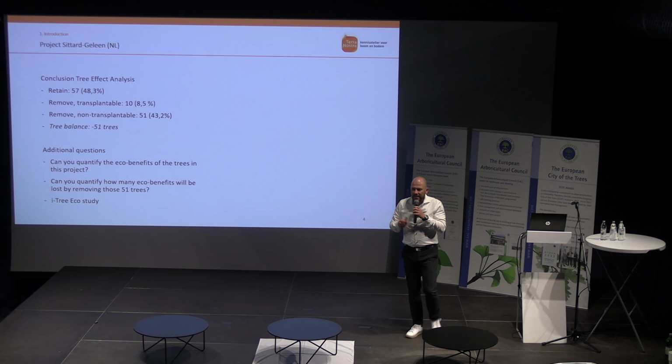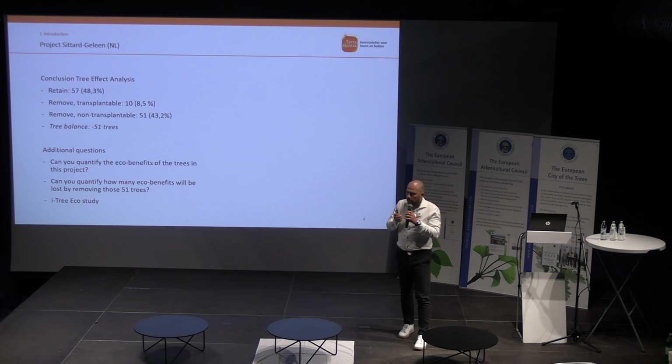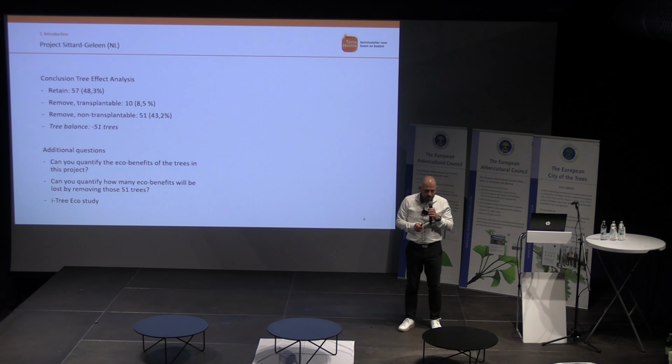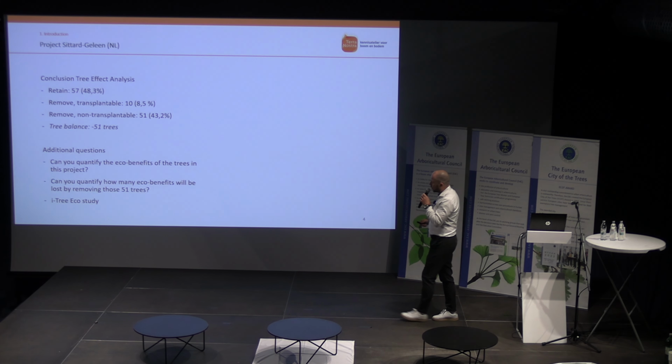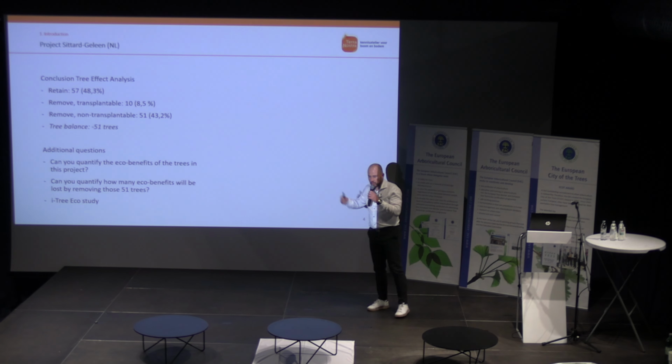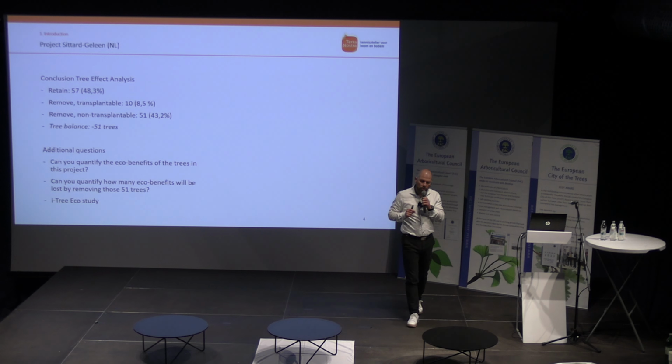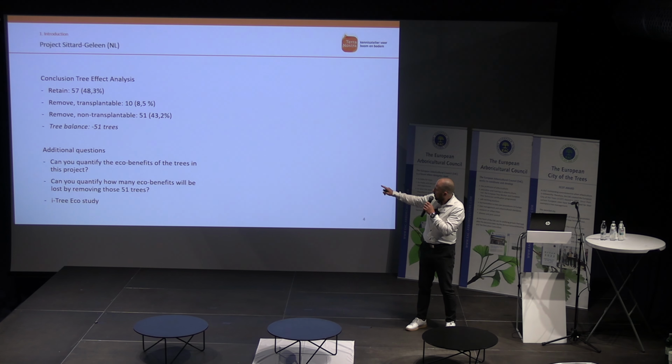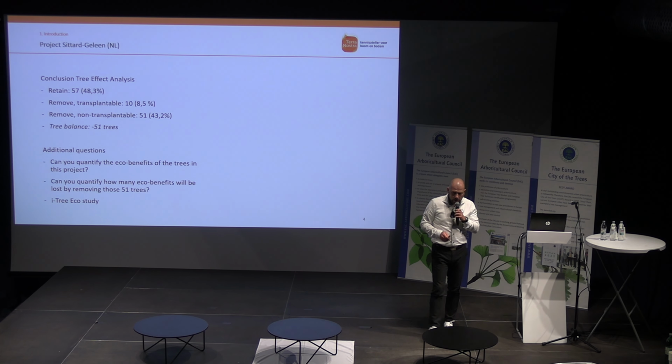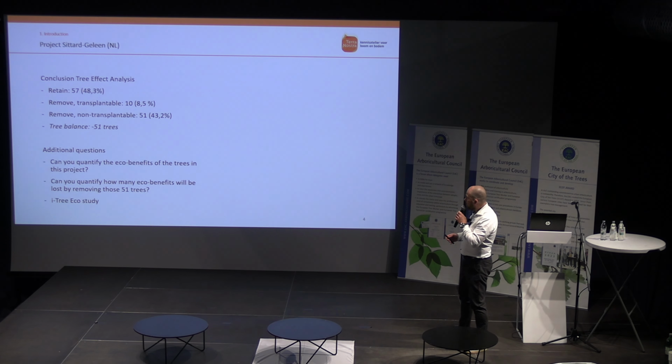One of the questions in this analysis is always, what is the balance at the end? So this has a negative balance. We are losing 51 trees. As an addition on this project, the municipality also wants to know what are the ecosystem services or the eco-benefits that are provided by all these trees. Can we quantify how many ecosystem services are lost by the removal of the trees? So in this case, 51 trees. And we calculated this by this i3 eco study.